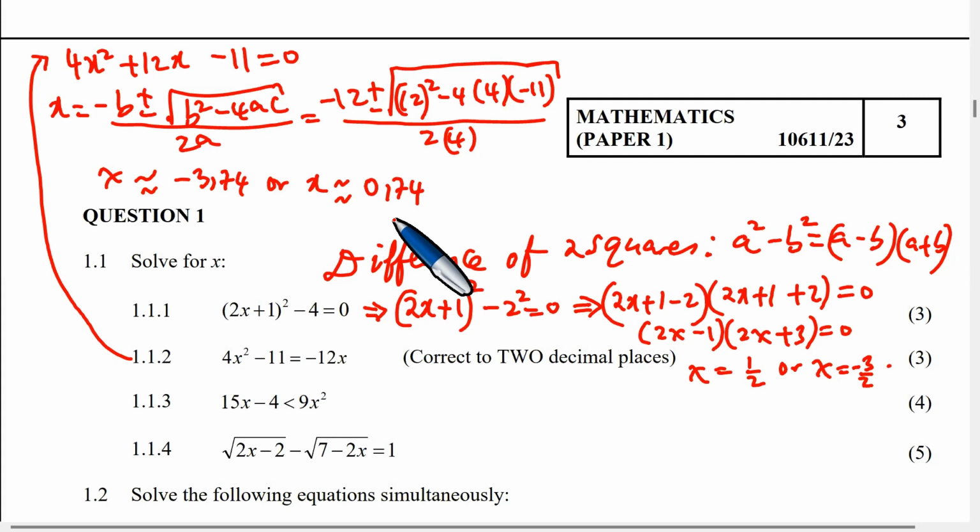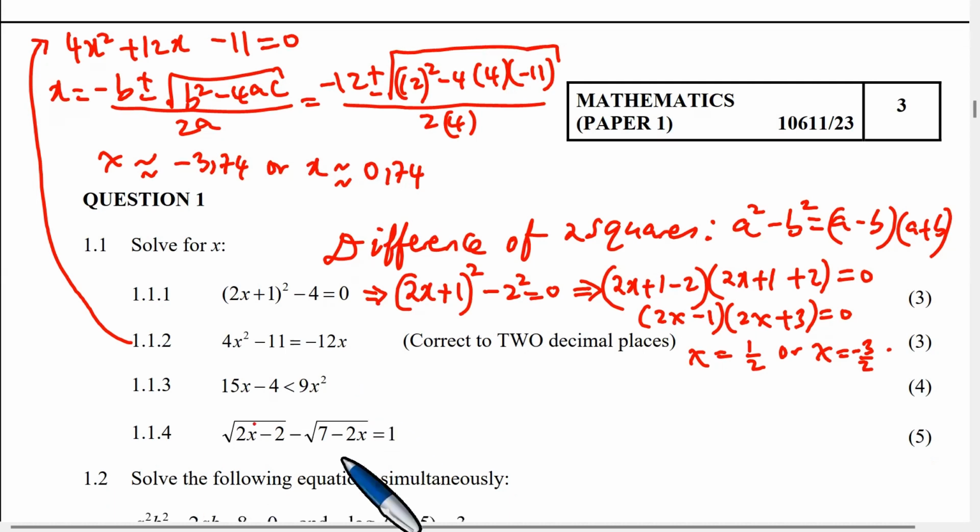Next, solve more problems and consider more questions to solve. Right, now we get question 1.1.3. What do we do to solve this one here?